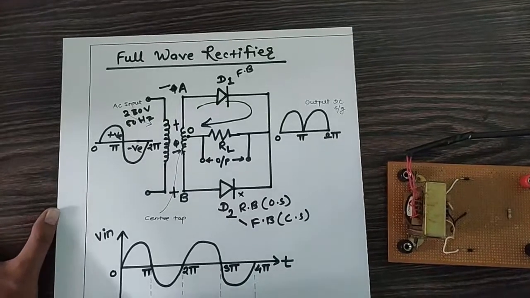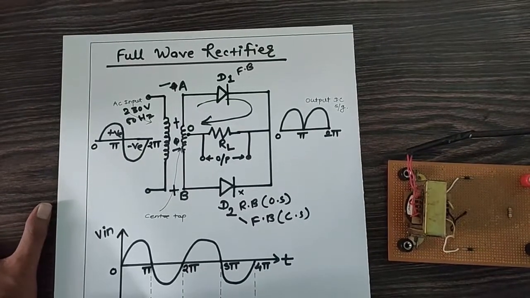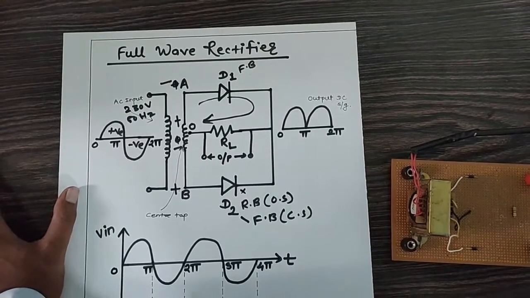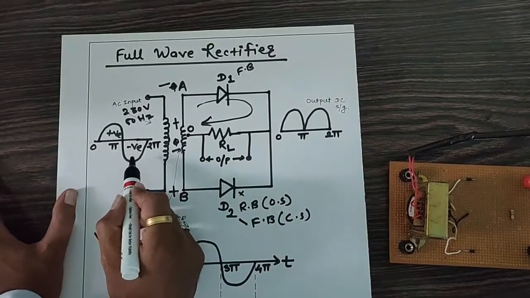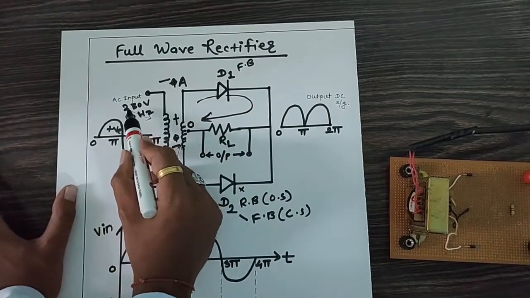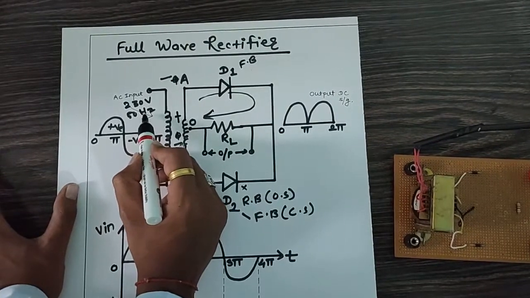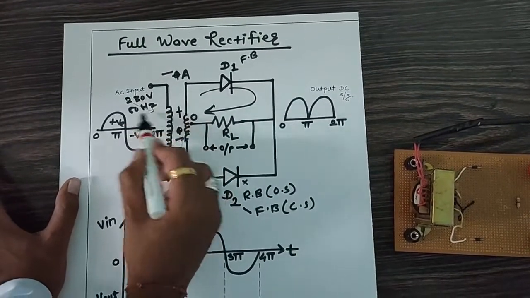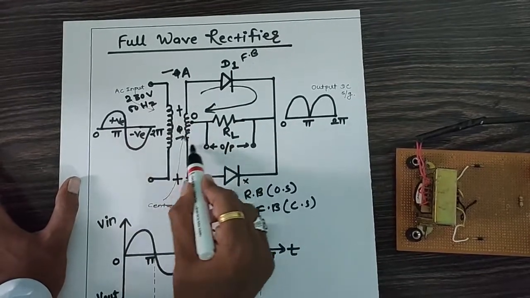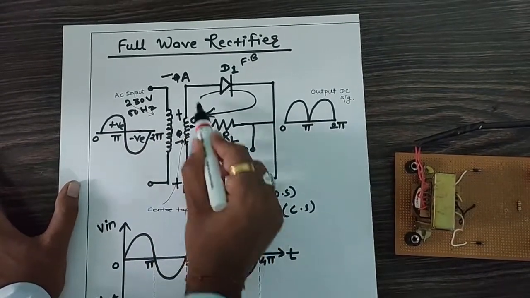Hello friends, in this practical we will cover the next type of rectifier, that is the full wave rectifier. For this practical there is no need to use the function generator because we are going to use the supply from the electricity board, that is 230 volt and 50 hertz. Why are we not going to use the function generator? Because for this practical we are going to use the center tap type of transformer.